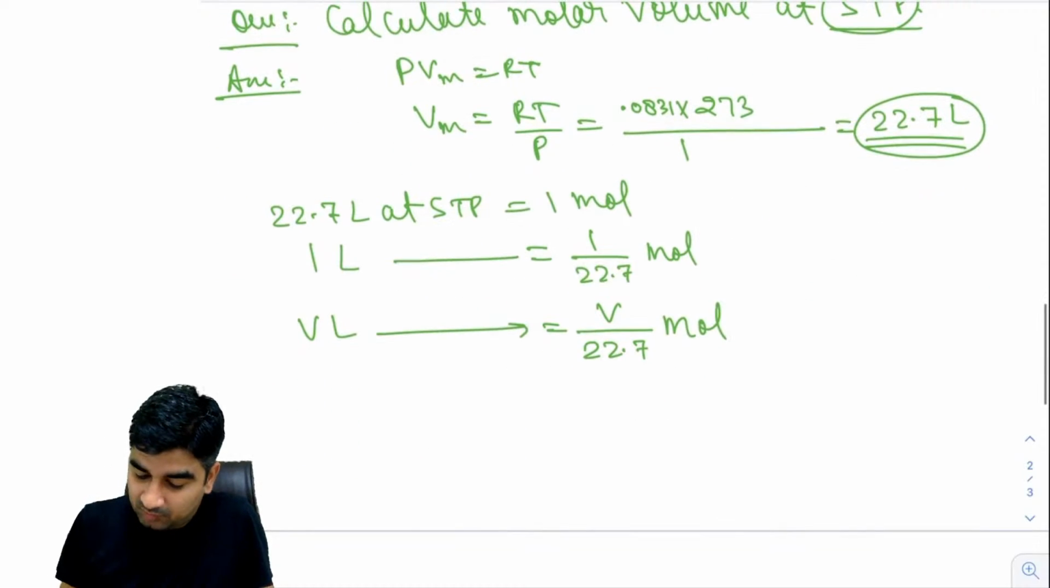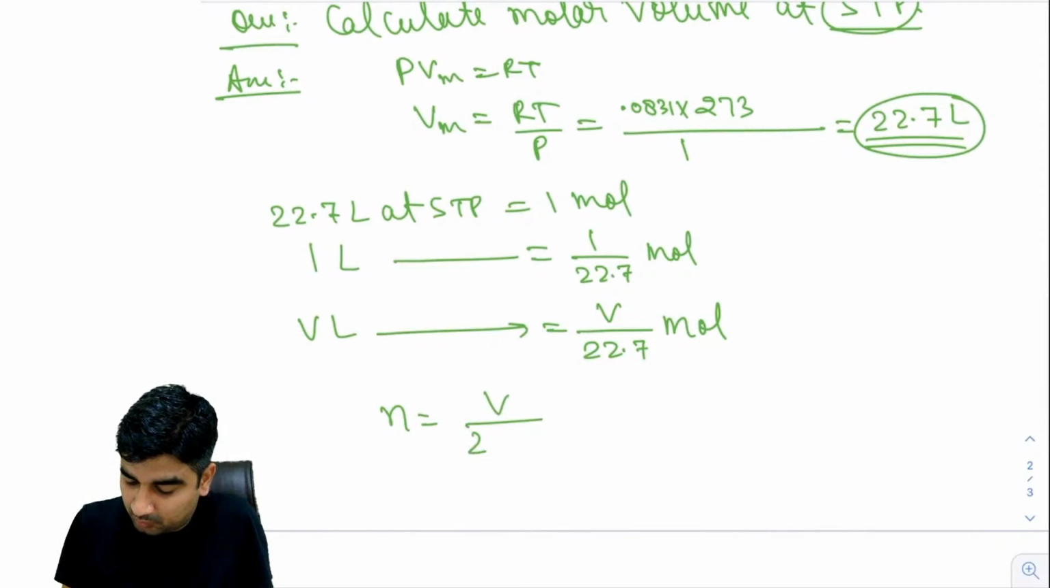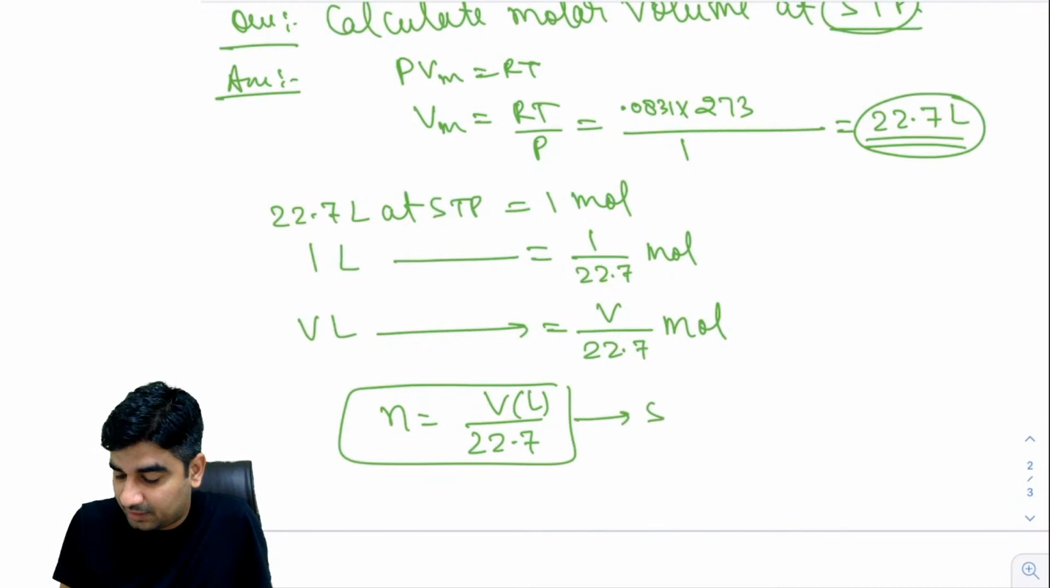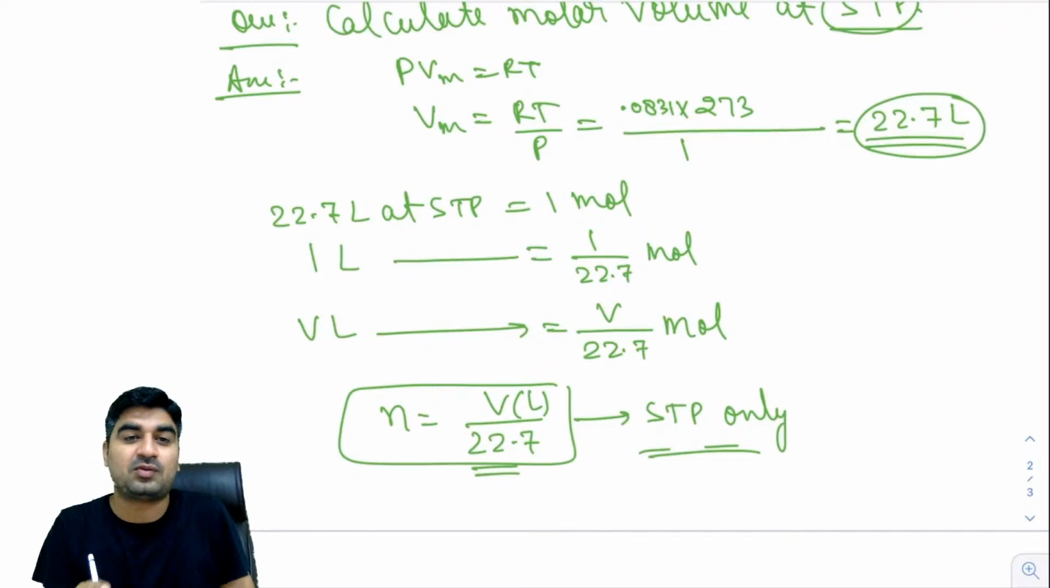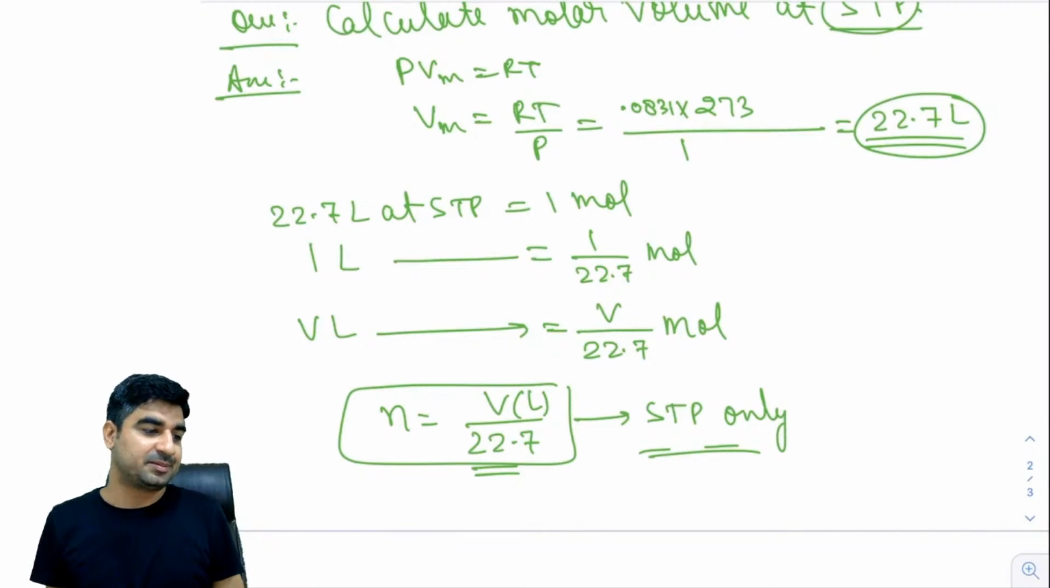I hope now we got another formula. V upon 22.7, and this volume we have to take in liter, and it is at STP only. And that 22.4 was applicable for NTP only.